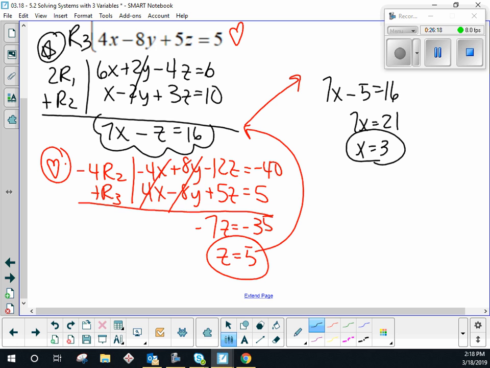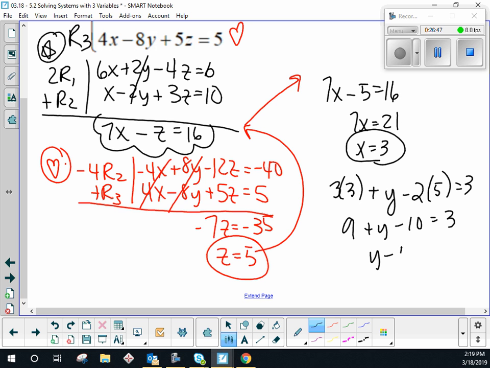And then just take both of those and plug into one of the original equations. Which one do you like? First one? Okay. So the first one gives me 3 times x, which is 3, plus y, which is just y, minus 2 times z, which is 5, equals 3. Do your math. 9 plus y minus 10 equals 3. 9 minus 10 is -1. Add 1 to both sides. And y equals 4. Okay. And so your answer is 3, 4, 5.